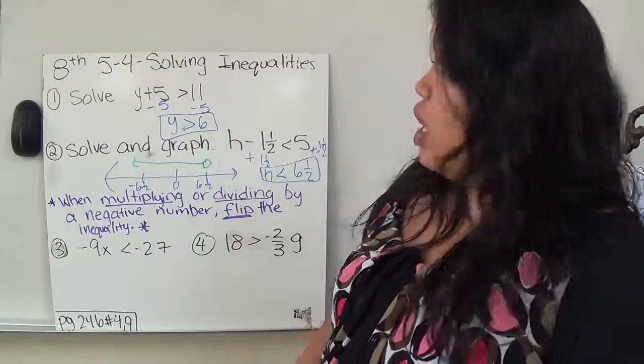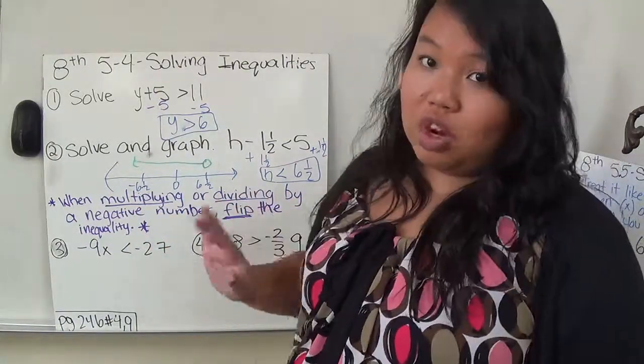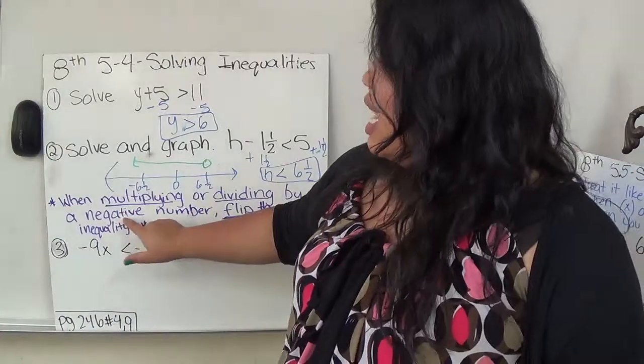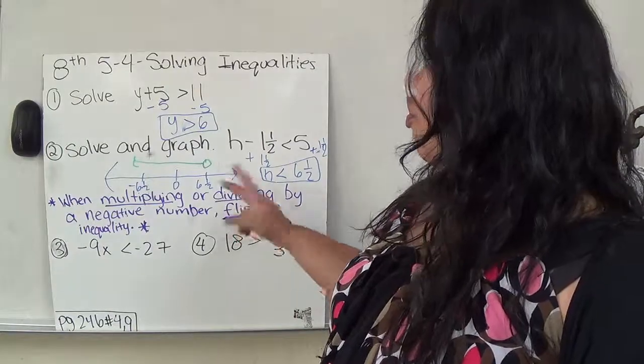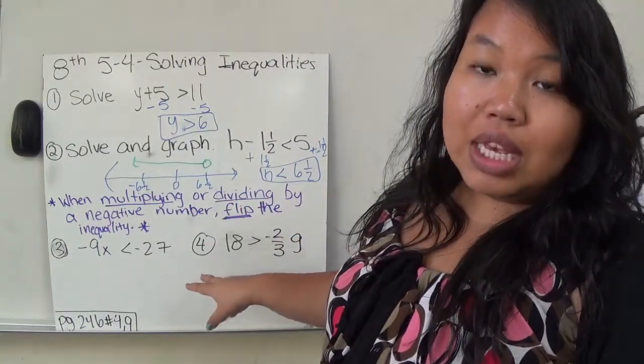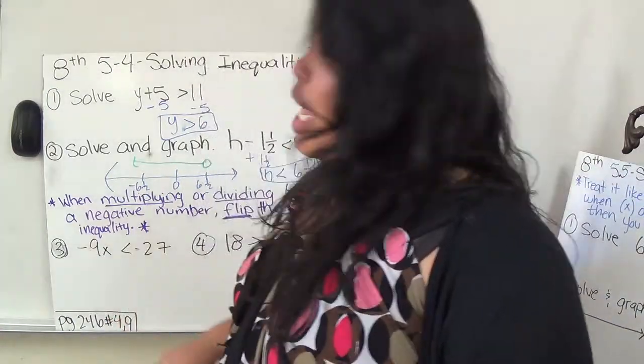The same rules apply. The only thing is, when I multiply or divide by a negative number, that causes me to have to flip the inequality, because multiplying and dividing by a negative number drastically changes the equation.